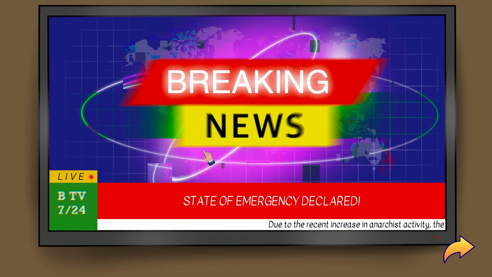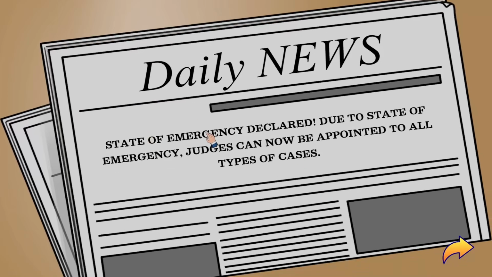State of emergency declared. Due to the recent increase in anarchist activity, the government has declared a state of emergency. Is that it? Just state of emergency declared. Due to the state of emergency, judges can now be appointed to all types of cases. So it's just all types of cases now.